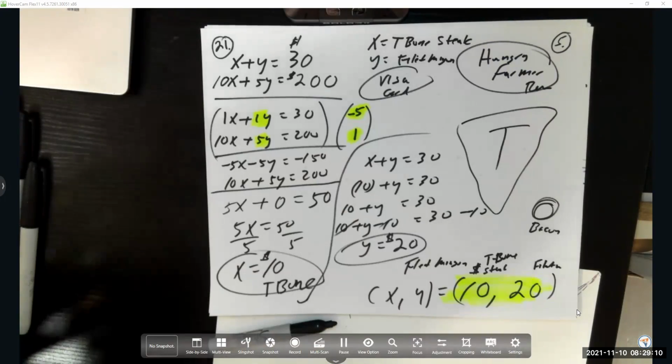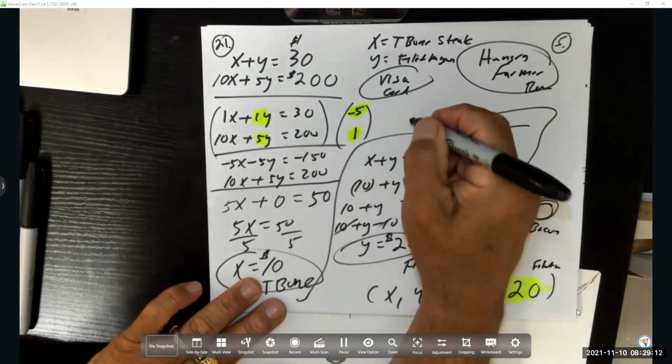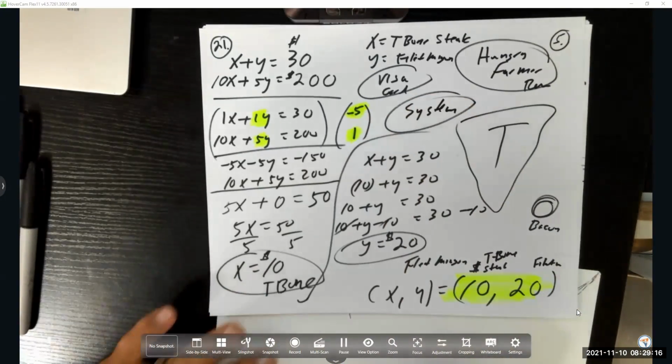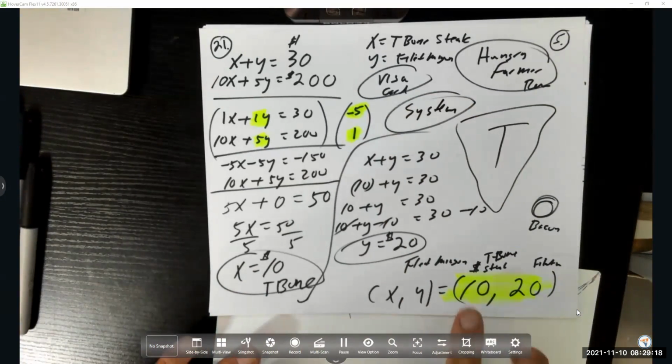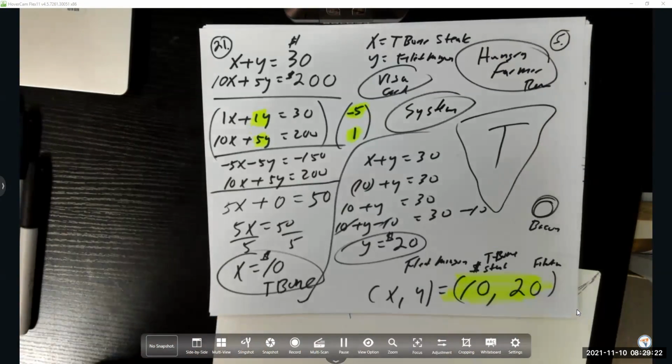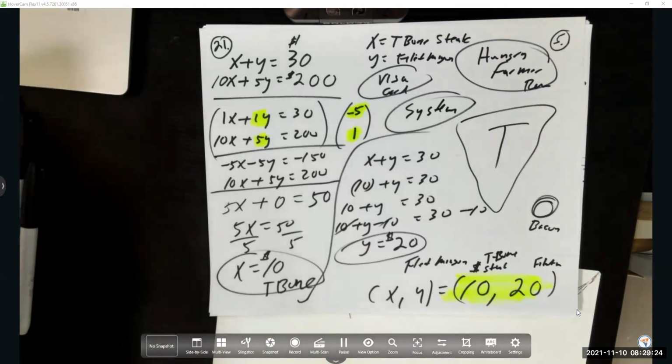Yes. So as long as the systems of equations, I did it. There they are: 10 and 20, and they have to be in this order. X has to be 10, Y has to be 20. It has to be like this. Don't flip them. If you flip it around, it's going to be wrong. Okay.